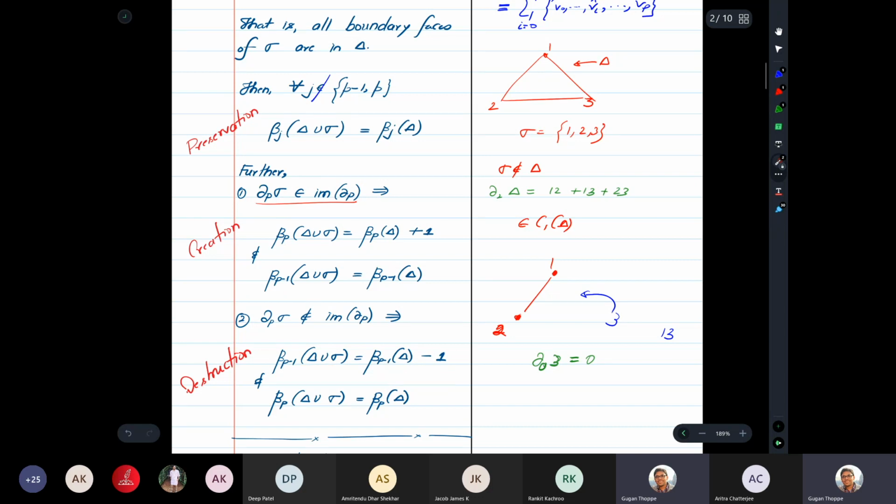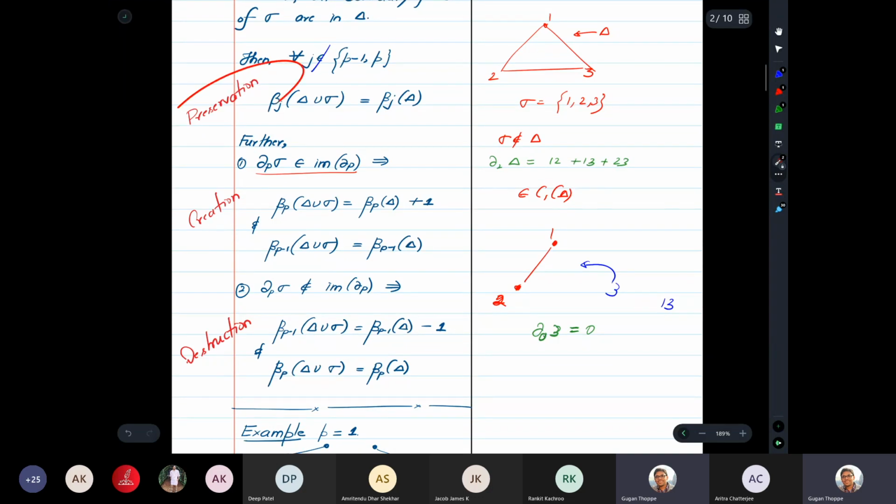So in this sense, this proposition says that some Betti numbers are preserved. It is possible that when you add sigma to delta, some new hole is created, or it is also possible that when you add a face to delta, some old hole gets destroyed. So this is the best way to remember this proposition: it talks about preservation, creation, and destruction, which in some sense are the three aspects of life. Preservation, creation, and destruction. All right.